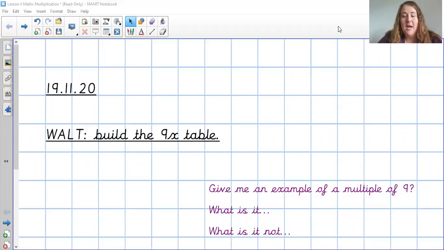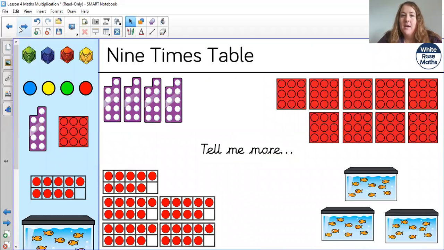Okay, before we start building today, there are some 9 times table problems on the screen there for you. So starting with the dominoes or the tens frames at the top left-hand side, each one has 9 and there are 4 of them. So that question is asking you, what is 4 times 9? Maybe you know the answer, maybe you don't.